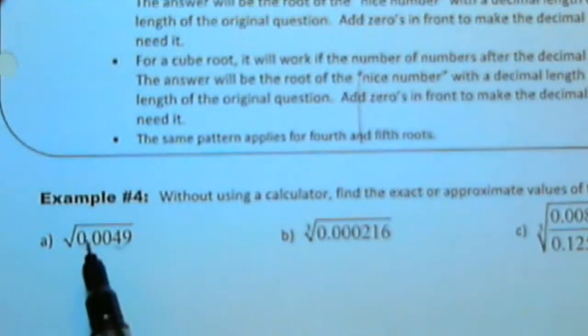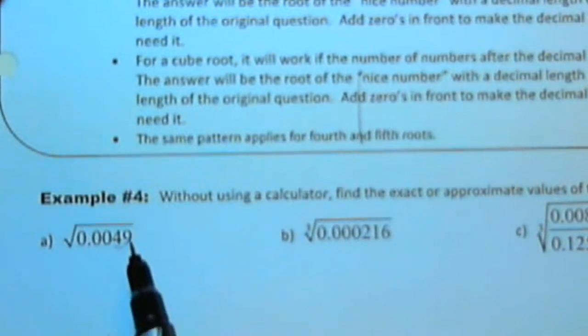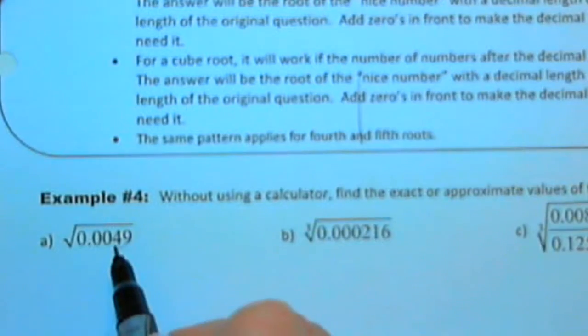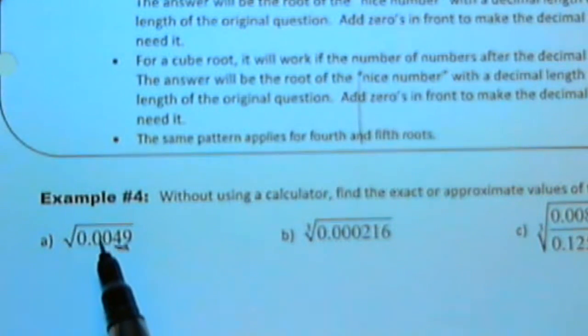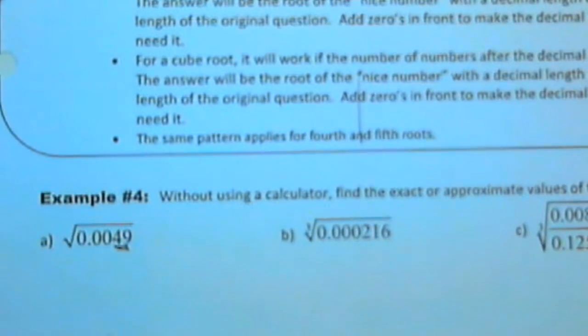Now, this one here is a square root. So look in your first column of your first page and see if 49 occurs there. 49 does occur there. Now the next thing we need to check is for square roots, we need the number of decimals to be divisible by 2. So 2 or 4 or 6 or 8. We have 1, 2, 3, 4. So that works out well.